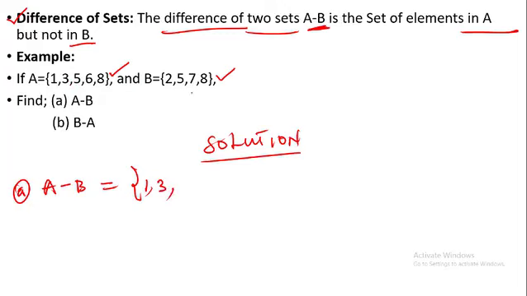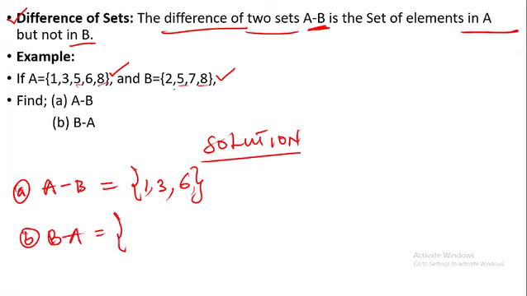There is 5 here and there is 5 here, so we omit that. There is 6 here, there is no 6 in B, we write down 6. There is 8 here and there is 8 here, so that means A minus B is equal to 1, 3, and 6. Then we are asked to find B minus A also.